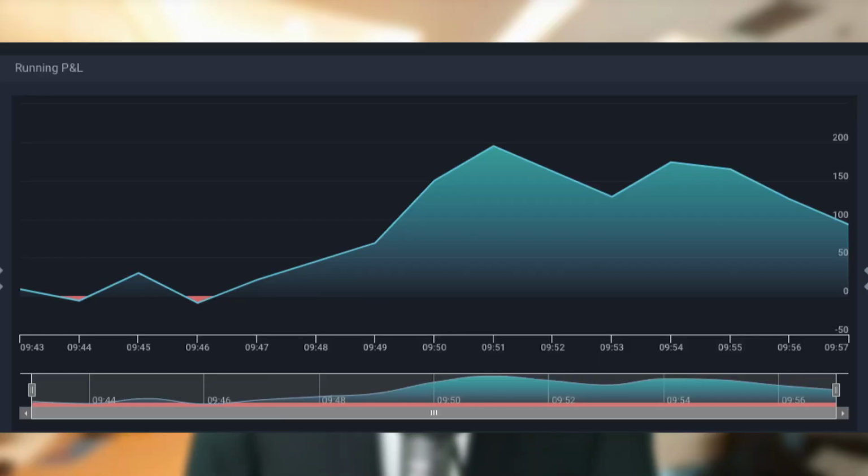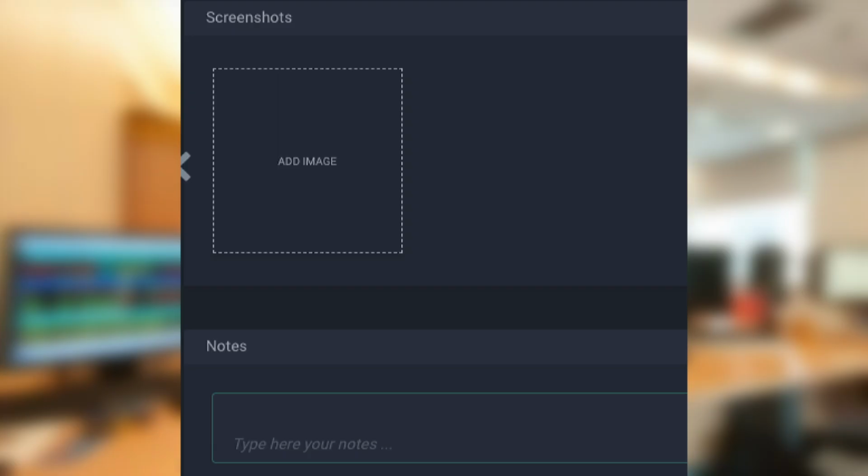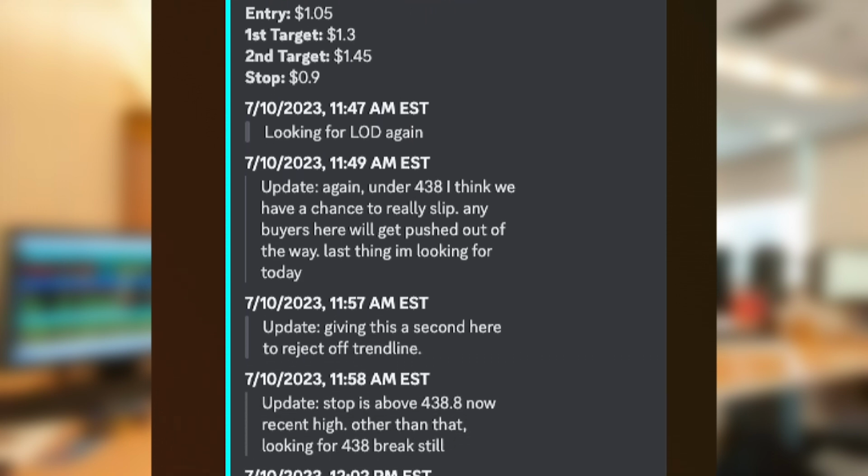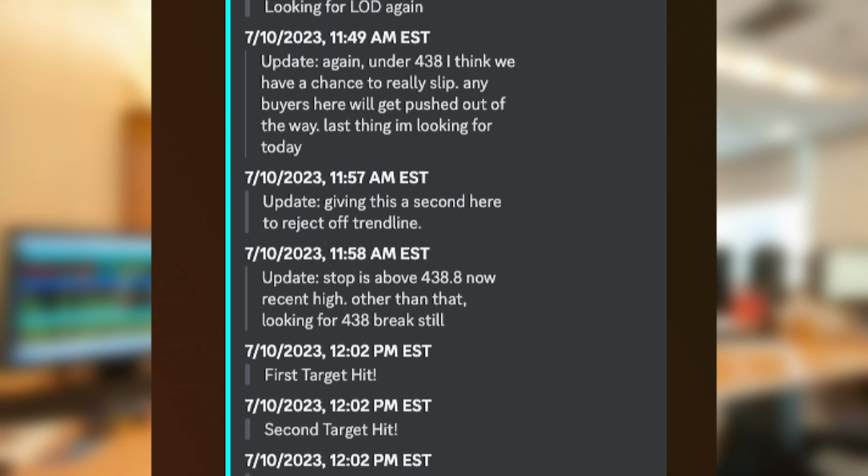The running P&L shows you how you did throughout the trade. You can enter any notes you have under the notes section and any images that you want to include in your journaling. For example, if you're part of our free or premium Discord and take our free or premium alerts, you can put a screenshot of the alert in this section.